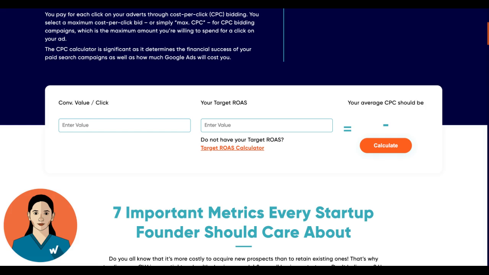Let's look at it with an example. Let's suppose you target a ROAS of 5. It means you want to earn 5 rupees for every 1 rupee you spend on advertising.